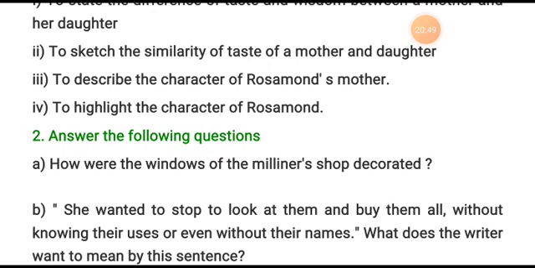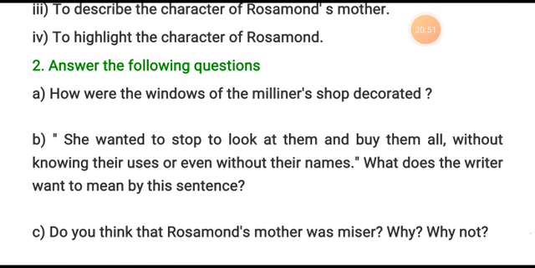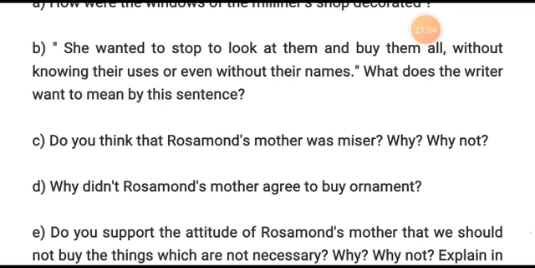Number 2. Answer the following questions. A. How were the windows of the milliner's shop decorated? B. She wanted to stop to look at them and buy them all without knowing their users or even without their names. What does the writer want to mean by this sentence? C. Do you think that Rosamond's mother was a miser? Why not?